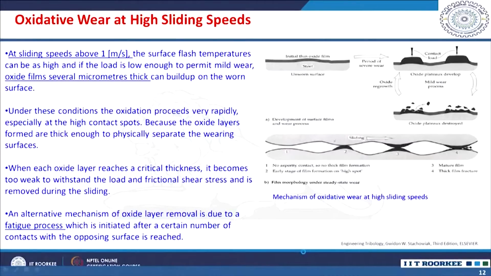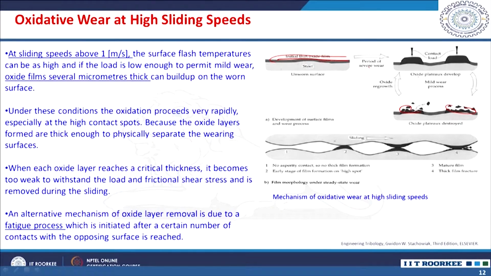Because these oxide layers that are formed are thick enough to physically separate the wearing surfaces, you will have a mild wear, right. So, an initial thin oxide film forms, and under contact loads the material is removed and again oxide is regrown. When each oxide layer reaches a critical thickness, it becomes too weak to withstand the load and frictional shear stress, and so is removed during the sliding, right.